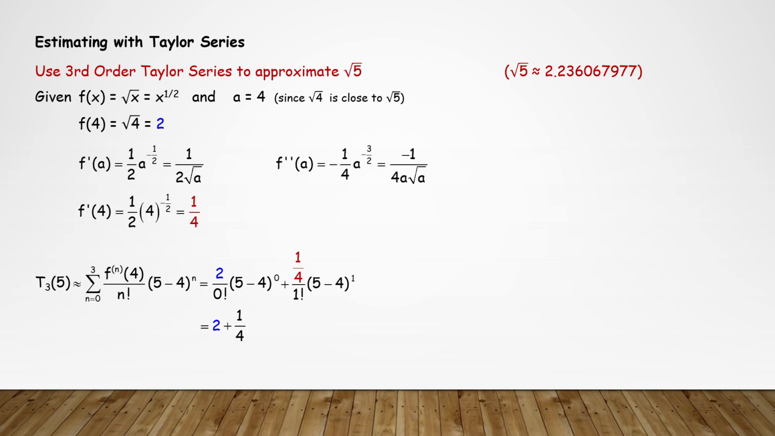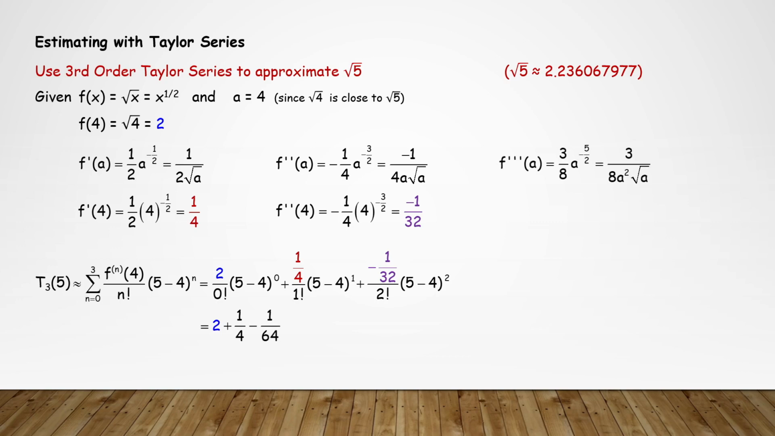f double prime of a equals negative 1/4 a to the negative 3/2. Or you can see it on the right, what it simplifies to with the radical in the denominator. Either way, you're going to plug 4 into it. And you're going to still come up with negative 1 over 32, and it's going to get divided by 2 factorial. But being multiplied by 1 squared means it's simply negative 1/64. And finally, f triple prime of a being 3/8 times a to the negative 5/2, being 4 plugged in, leads to 3 over 256, but don't forget to divide that by 3 factorial, or in this case 6, so that then you can actually write plus 3 over 1536.